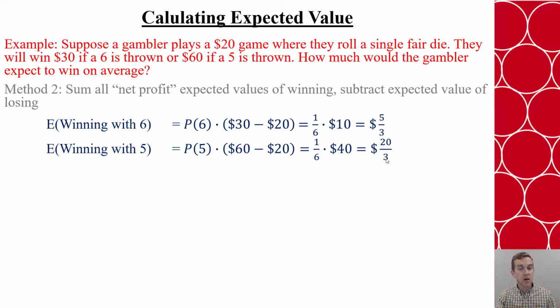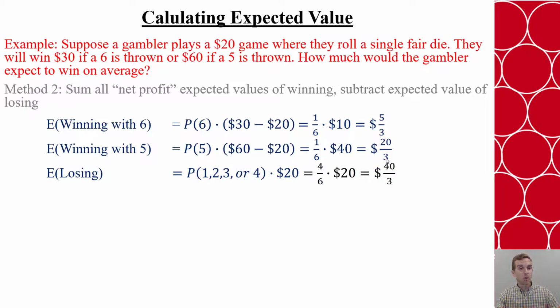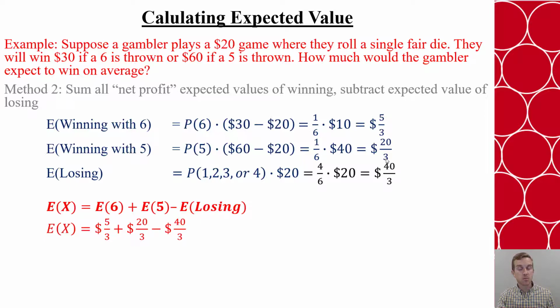Now the distinction is, because we're calculating the net profits, we need to calculate the expected net loss. That would be the probability of rolling something else times the $20 it costs to play. So that could happen from a 1, a 2, a 3, or a 4. That's 4/6 times the $20, which is 40/3. And just like before, I'm going to combine these values. The expected values of winning minus the expected value of losing. And when I do this, 5/3 plus 20/3 minus 40/3, that gives me negative 15/3, which is negative $5.